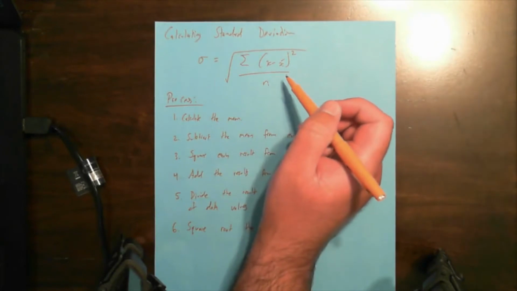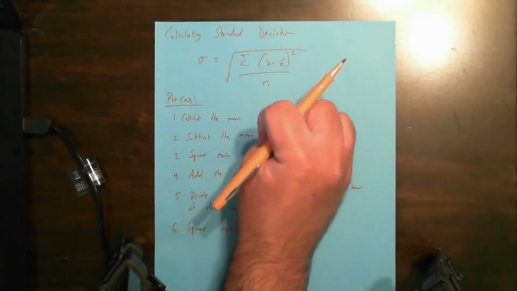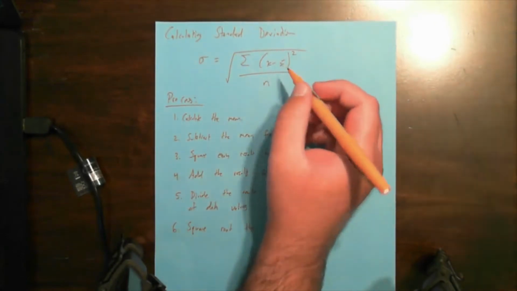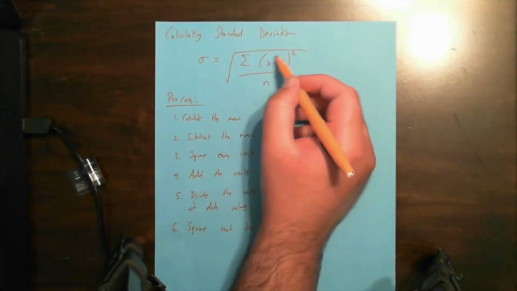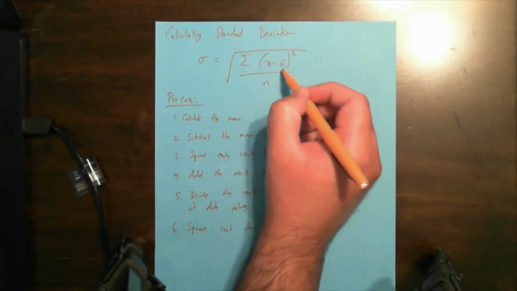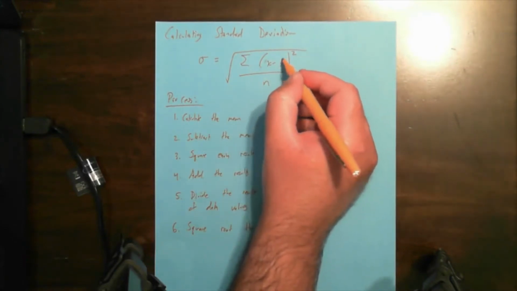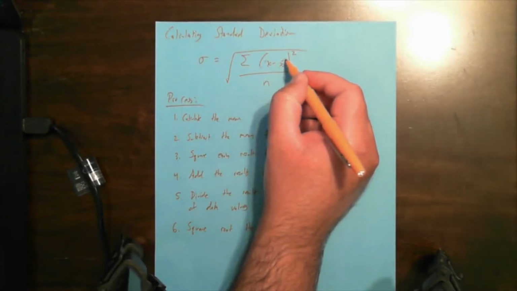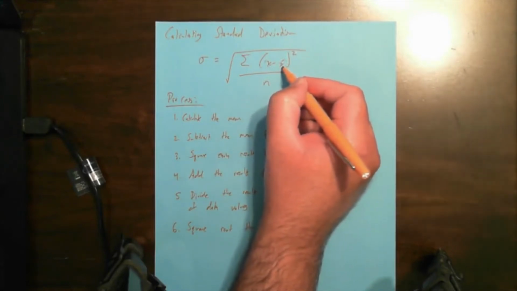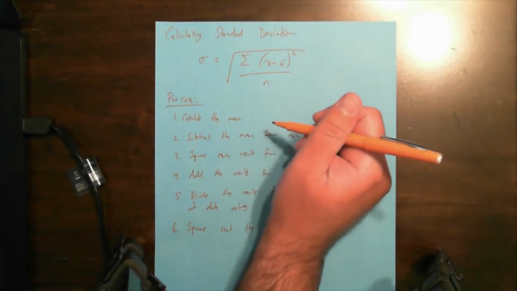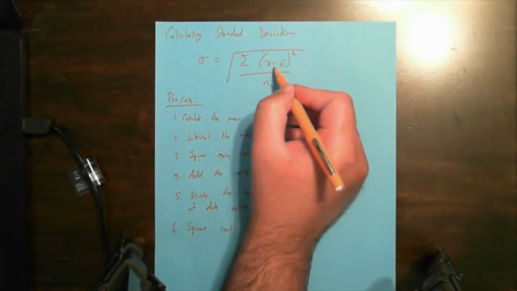So this looks like a jumbled mess when you first look at it, but you start on the inside and work your way to the outside. So you're right here, this is the inside part right here, x minus x bar. Well, x bar, you know, is the mean, okay? So that means, first of all, we're going to need to know what the mean is, so that's why the first step is to calculate the mean, okay?